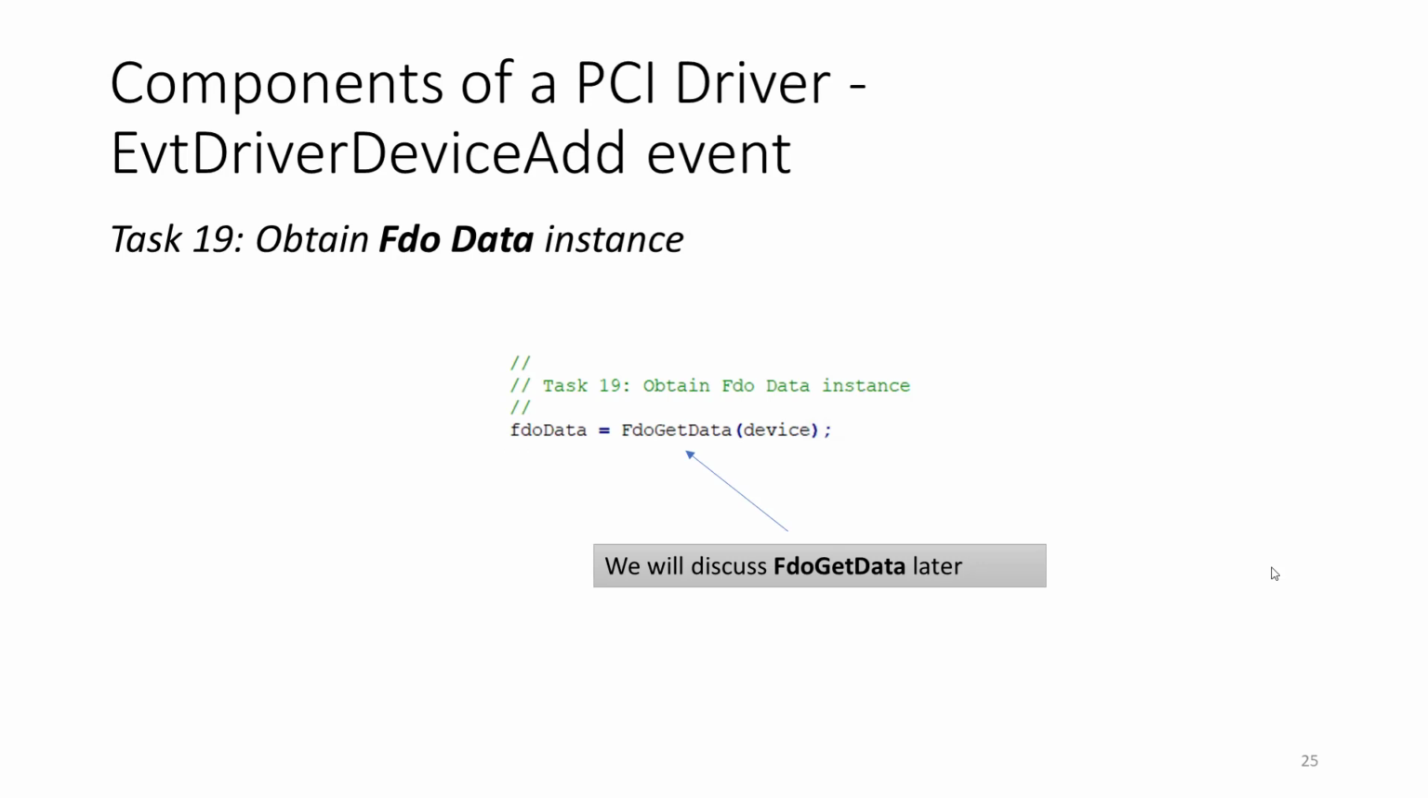Task number 19, obtain the fdoData instance. To obtain the fdoData instance, we need to use the fdoGetData function. We will discuss this function later. We store the result of the function call in the fdoData variable.